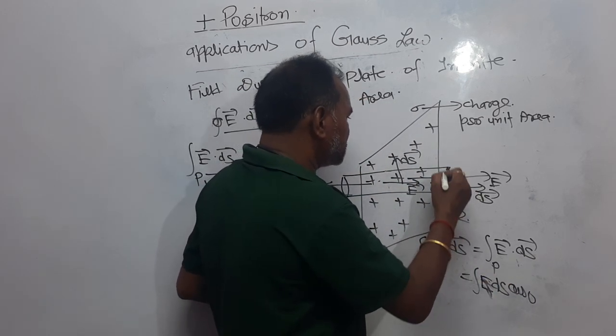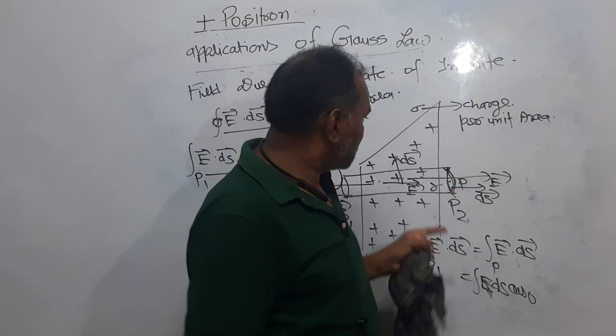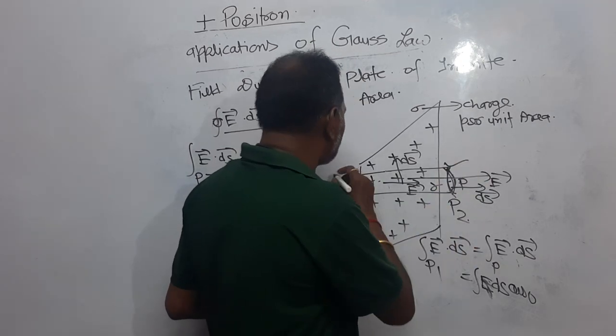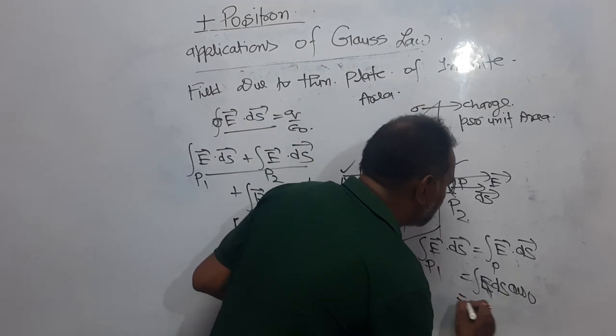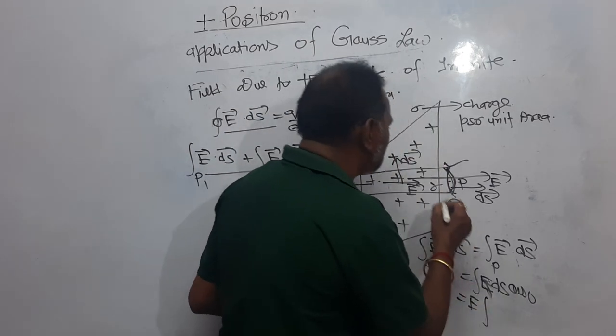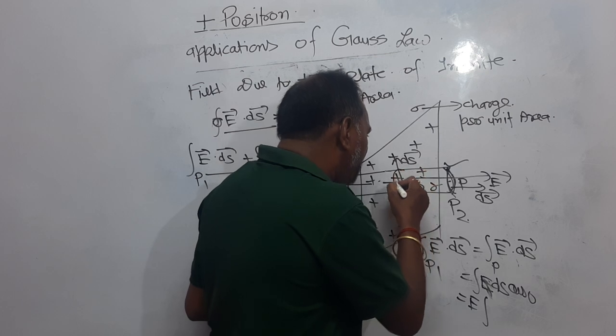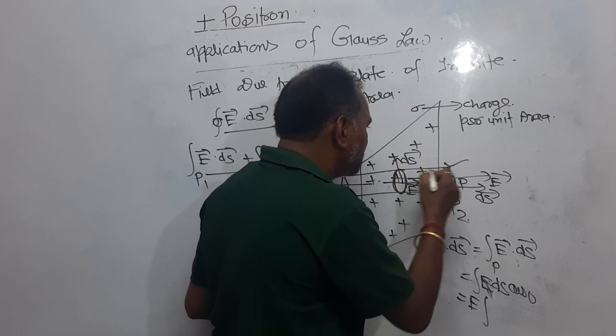Now E at these points, being the same distance away from the plate, is constant, so E is taken out. And now ds is what? The area enclosed by the Gaussian surface.